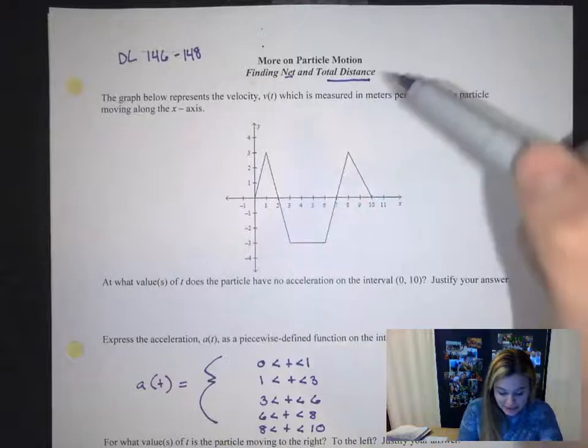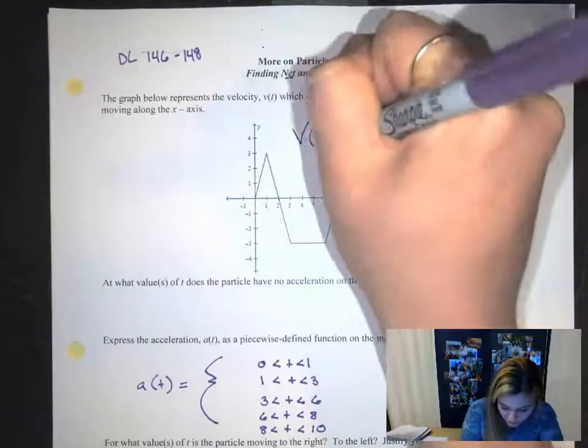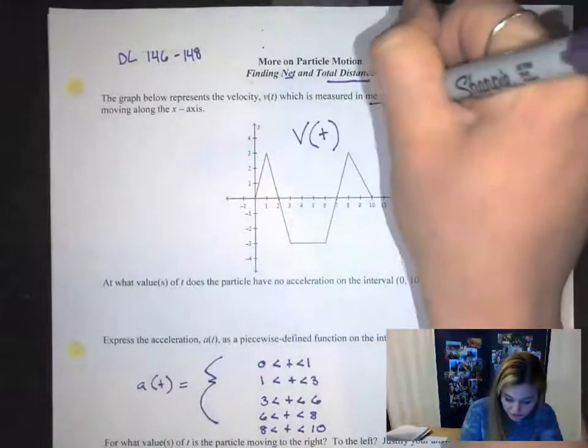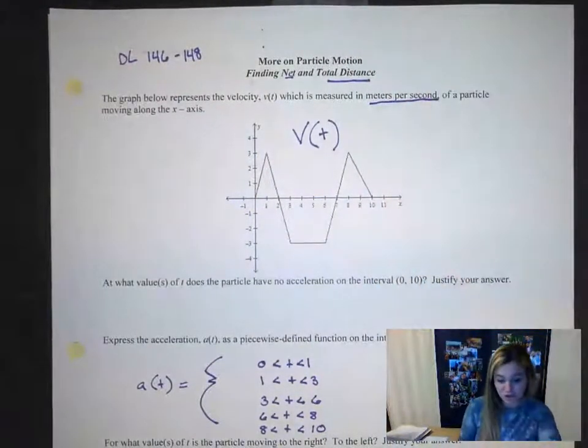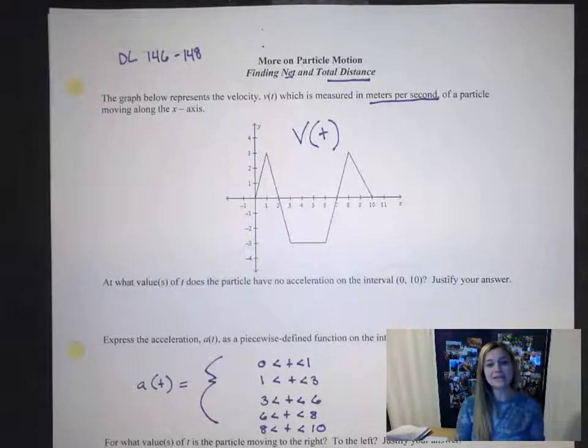And it says right now that this graph is velocity. So I want to write that really big down here, measured in meters per second. So I'm going to make sure I make note of that, of a particle moving along the x-axis. Anytime you see that a particle is moving along the x-axis, it just means that we have a very boring particle and it only moves right or left. So it can only go this way, no other movement, and that's it.